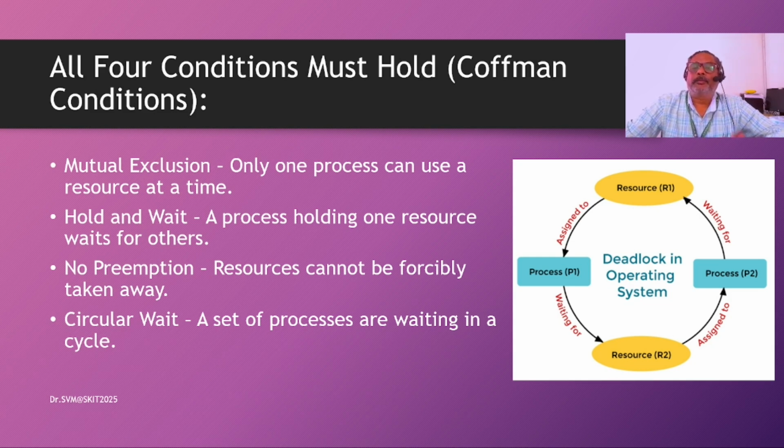So neither R1 is available to P2 nor R2 is available to P1, therefore P1 and P2 both cannot continue, because for P1 to continue, both R1 and R2 are required. For P2 to work, both R1 and R2 are required, but in this case each one has only one, the other one is missing, and that missing one is with another process, which is not ready to give it up because it is waiting for something which is impossible. So this situation is what we call deadlock.